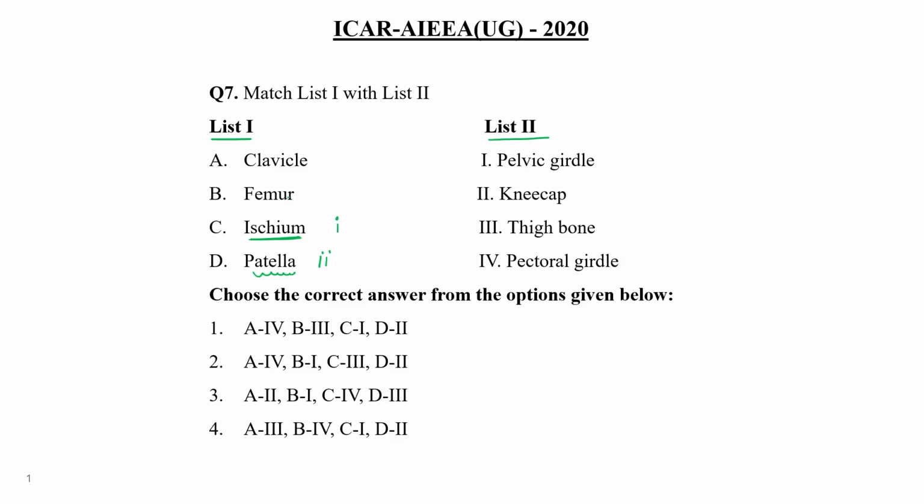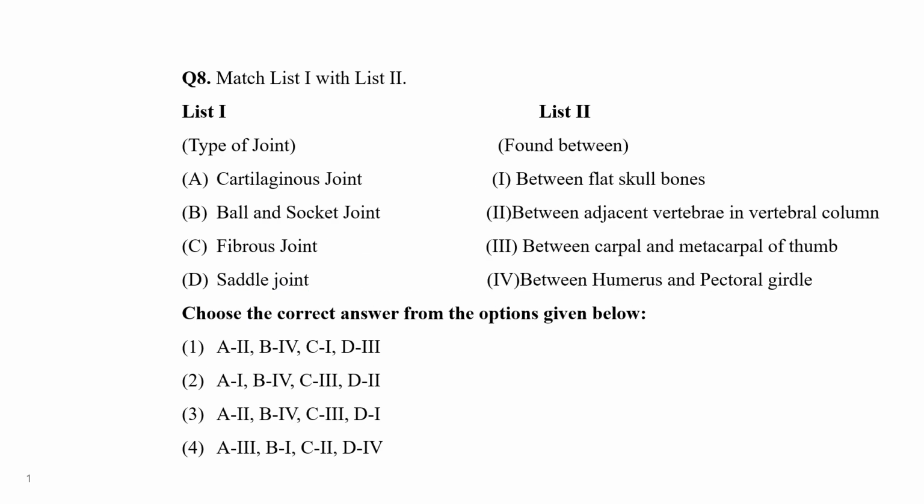Thigh bone, the longest one, femur. So femur comes with the choice number 3. And clavicle is the type of bone which is related to the pectoral girdle. Right? So the fourth choice of list 2 comes with the A choice of list 1. So this is the sequence: A with 4 is mentioned in 1 and 2. B with 3 is mentioned only in choice number 1. So femur, thigh bone, this one is correct. So choice number 1 would be the correct answer of this question.